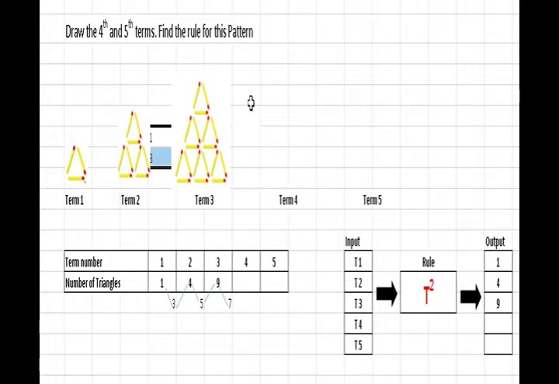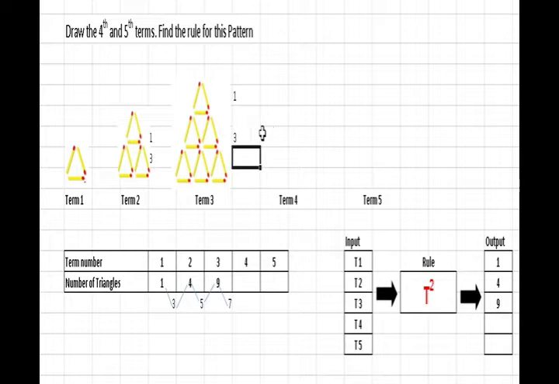Very good. Now, what else do you notice from term 2 to term 3? If I take term 2, and if I place it on top of term 3, I would notice that the first and the second row of term 3 is very much similar to term 2, which is 1 triangle right on the top and 3 triangles in the middle row. Okay. Now that makes it even easier. Now we are getting somewhere.